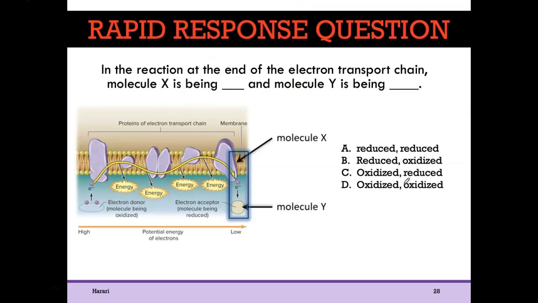So pause here and answer this question now. Over here, we can see that molecule X is losing an electron and molecule Y is gaining an electron. So that means the answer is C.